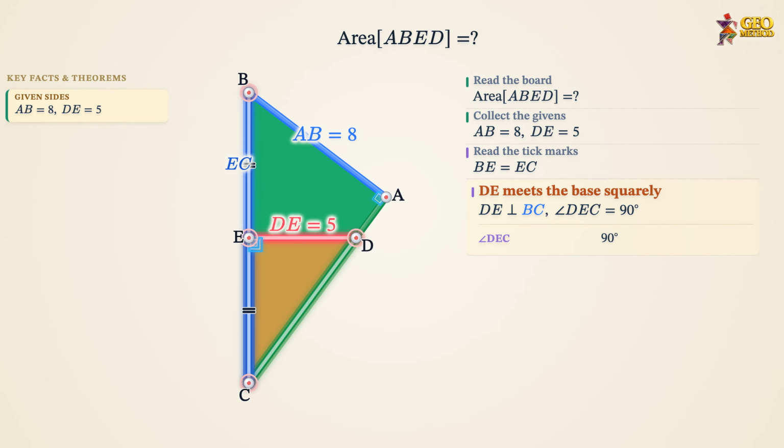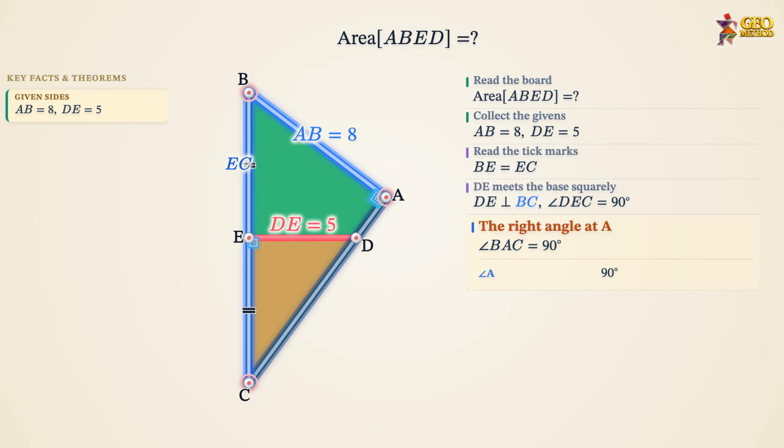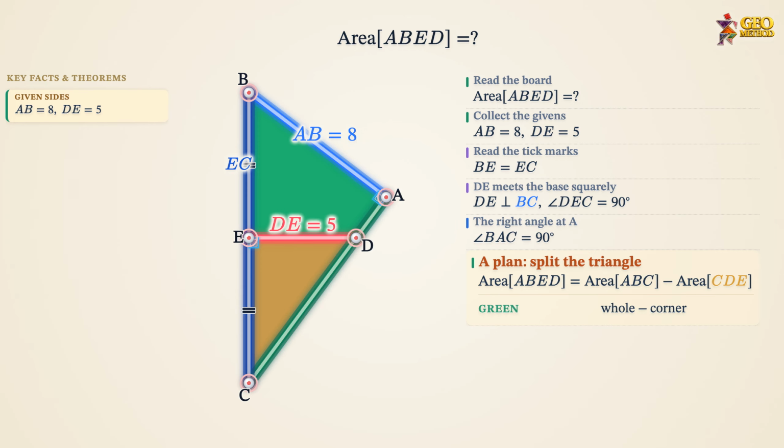The little square at E tells us segment DE meets the base at a right angle, so the small triangle CDE is itself right-angled at E, and that right angle is going to pair up beautifully with the big one. The big triangle's right angle lives at vertex A, so leg segment AB and leg segment AC are perpendicular. That single right angle is the key that will later let the Pythagorean theorem tie the two legs to the hypotenuse segment BC. Here is the plan.